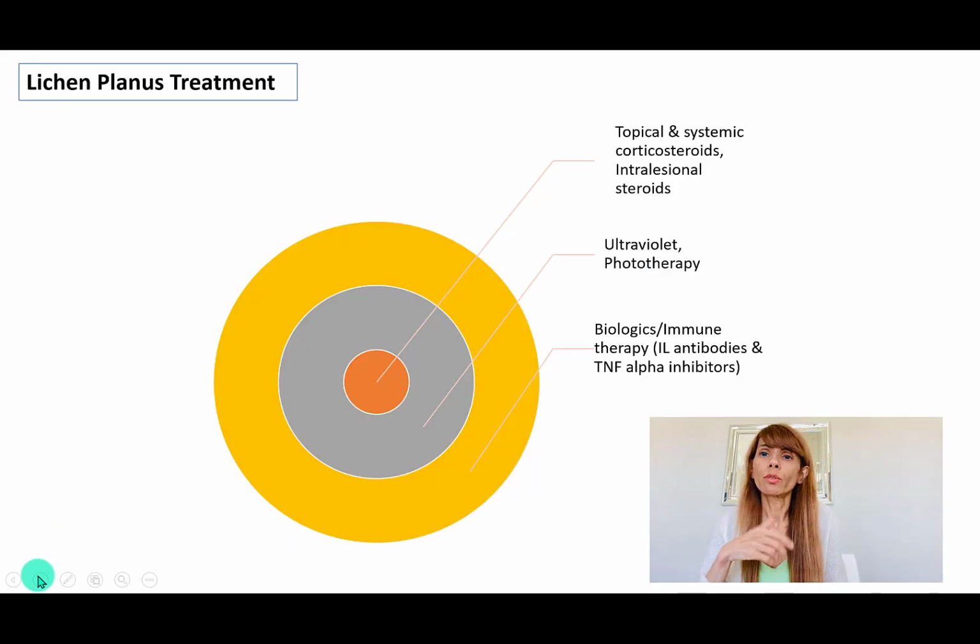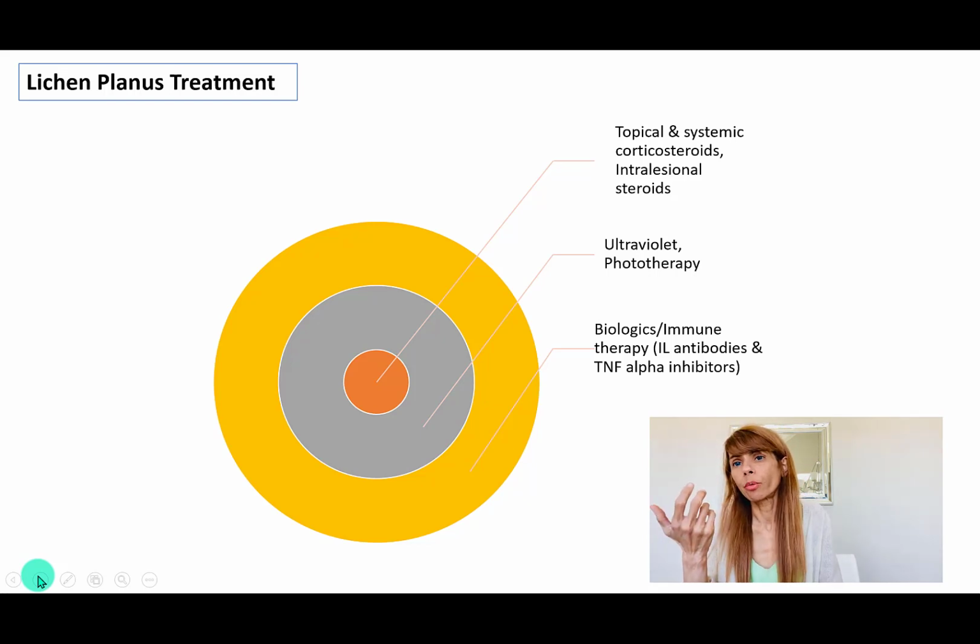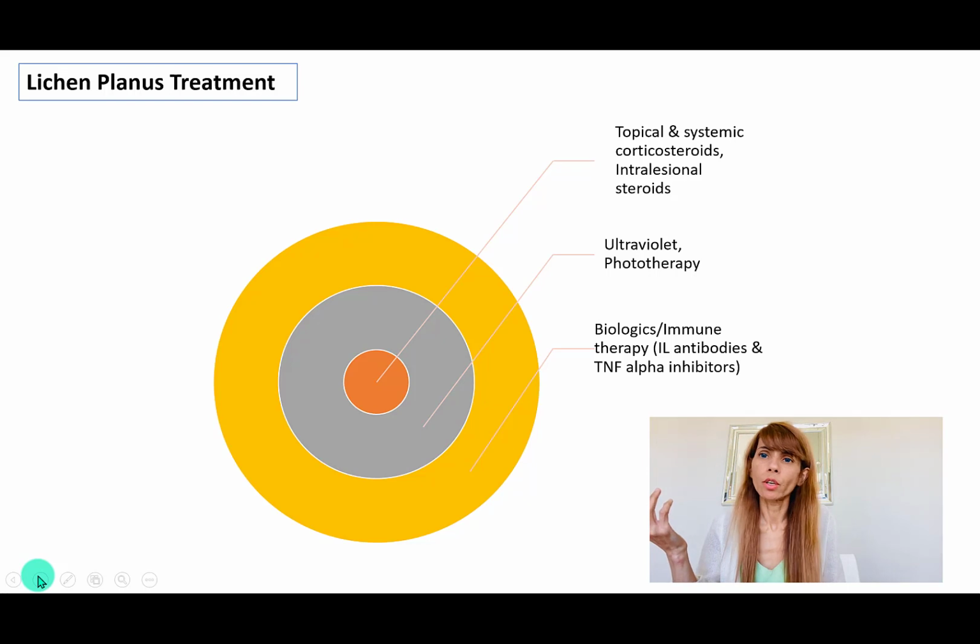So similar to psoriasis, lichen planus treatment is going to involve topical and systemic steroids. In the case of mild lichen planus, you can use ultraviolet treatment or phototherapy, and finally you can use biologic treatment. So based upon the severity of the disease, you can do all kinds of different combinations.